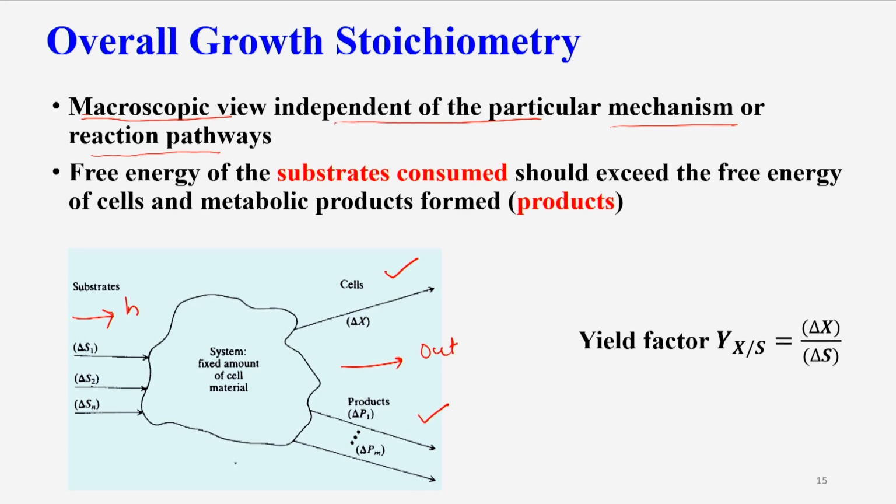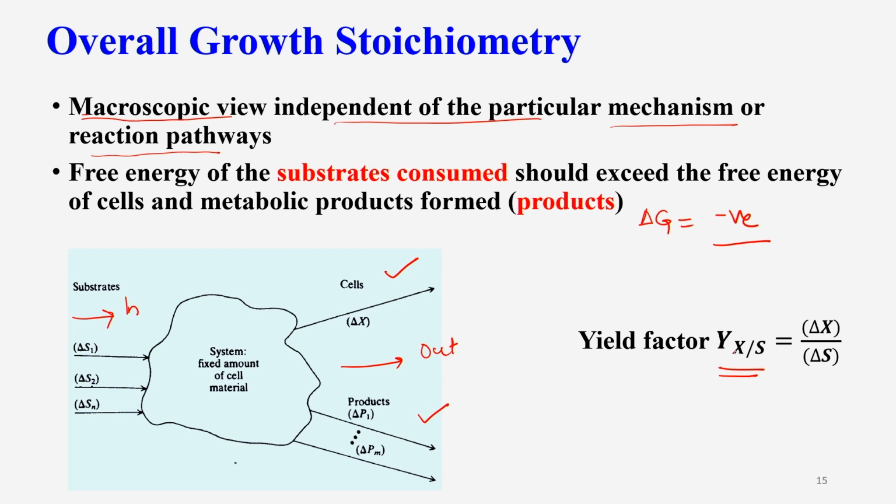So, one thumb rule we remember here is that the free energy of substrate consumed should exceed the free energy of cells and metabolic products formed. So, the free energy of substrate should be higher than the free energy of products. It means the total value of delta G should be negative, which is a must for any process to happen from a thermodynamic point of view. So, what it says is the delta G value should be negative, and then of course we can calculate the yield factor that we will discuss in subsequent slides.